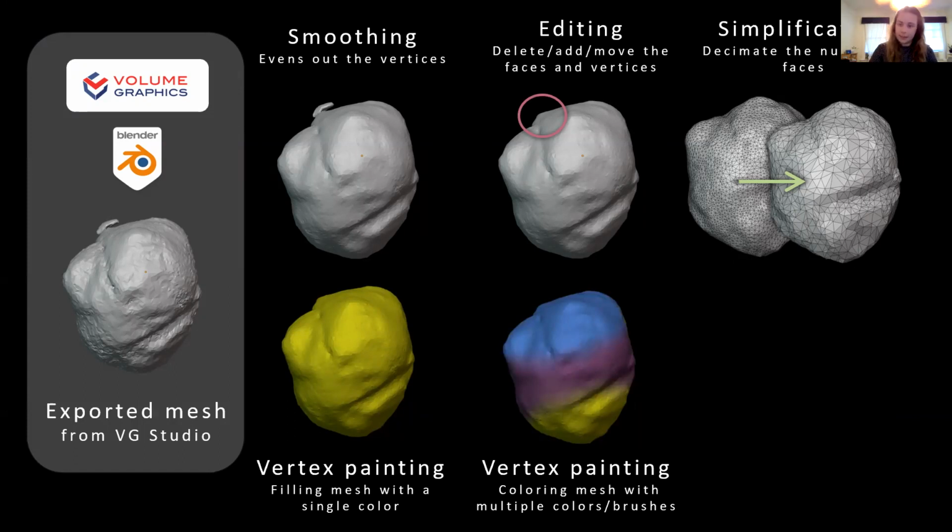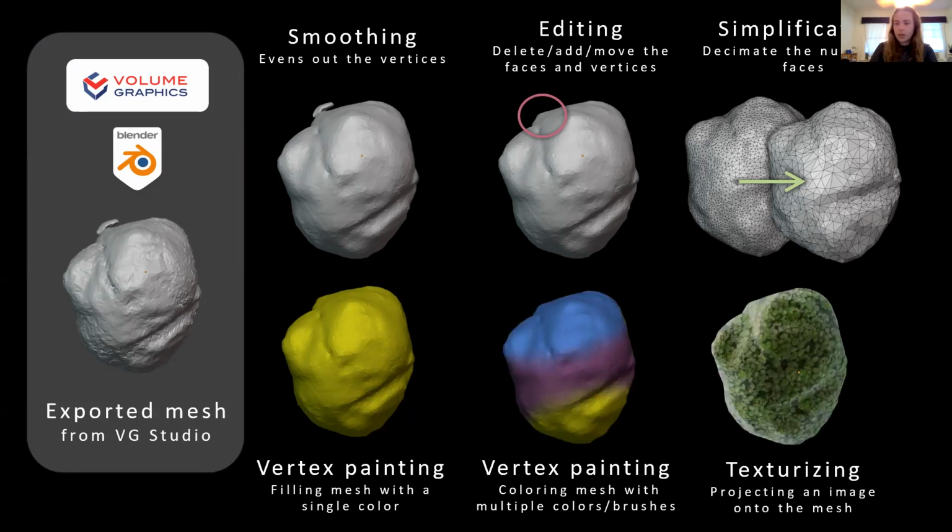onto different areas. Another way to add color is to texturize your mesh. This is where you take an image and map that image onto the surface of your mesh. In this case, I have taken an image of the texture of a head of broccoli and mapped it onto the gallbladder here to show you how this might work.